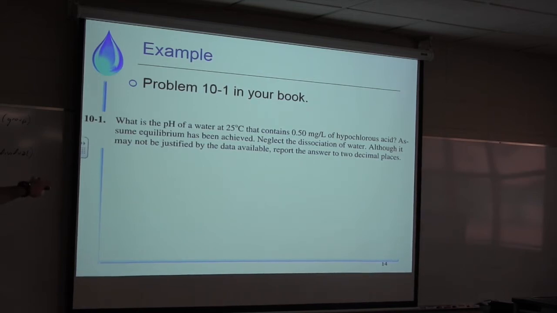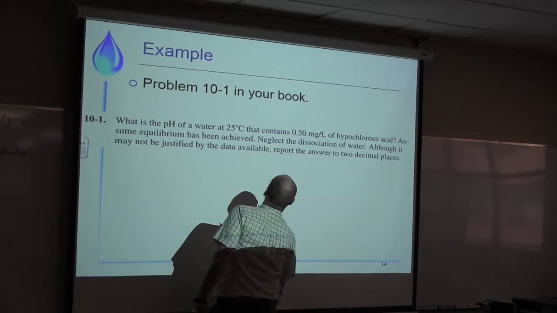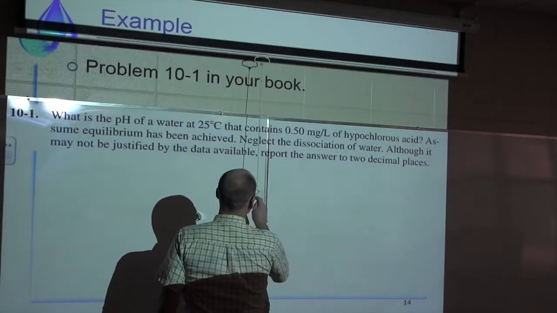All right, so now we're going to do this problem. What's the pH of a water that has 25 degrees C with 0.5 milligrams per liter hypochlorous acid?